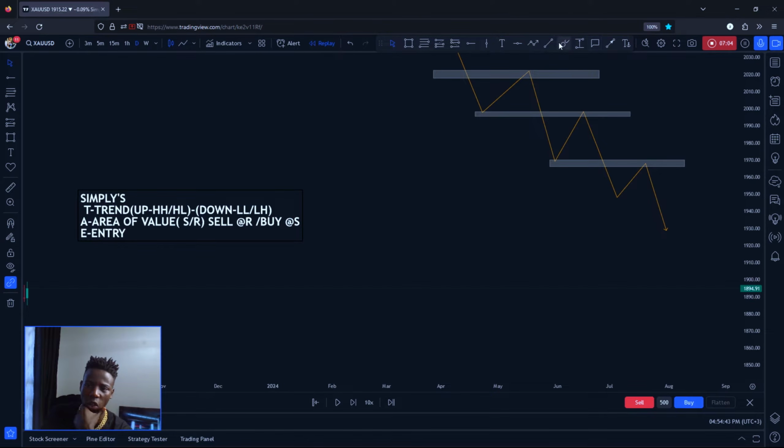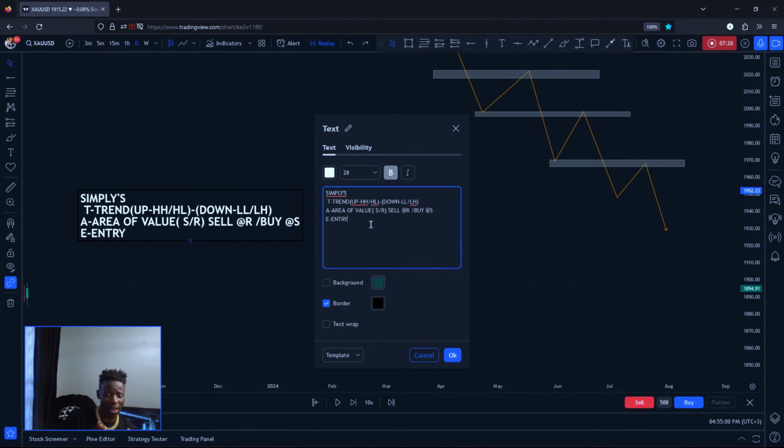Here you will take a look, you'll find that this is the resistance where we sell, and we buy at the support. That's what I mean. Let's go to the entry trigger. What do we look at? For the entry trigger, we are going to be looking at chart patterns or candlestick patterns.